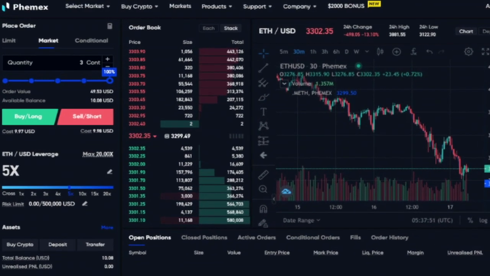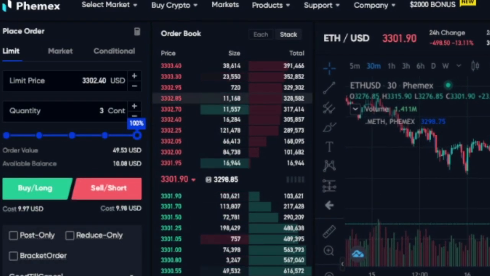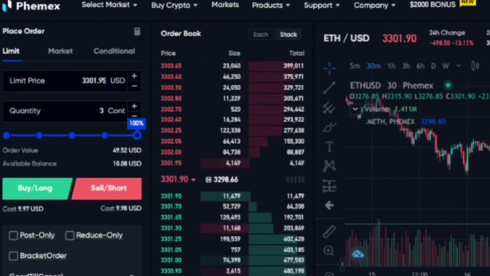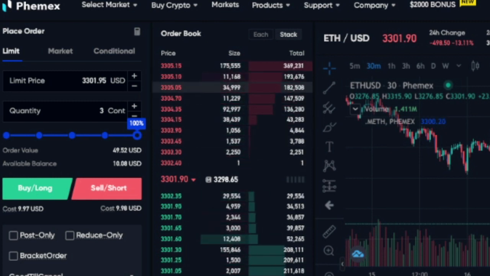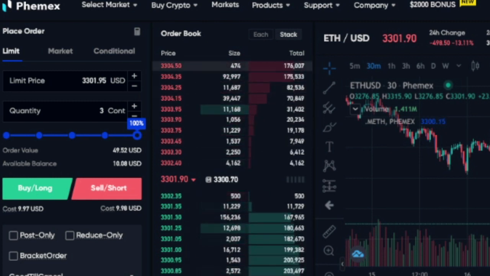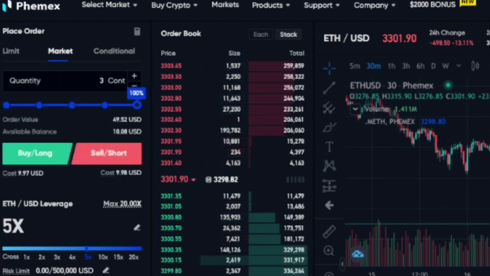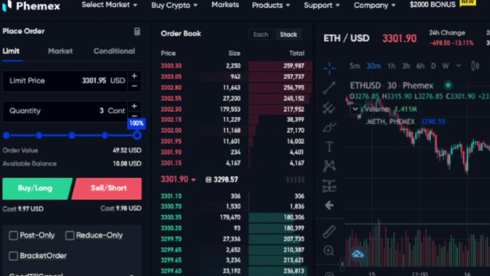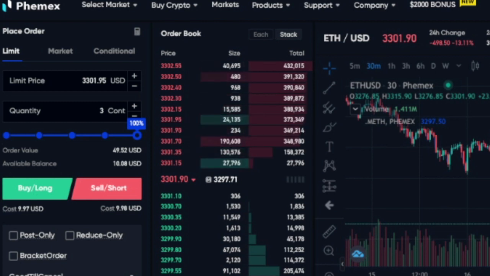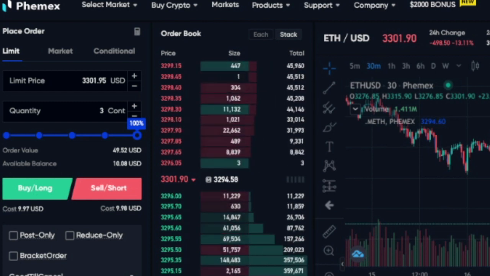I can click on one of these orders right here and it will pop it into the order book for me, and I could try to catch one of these limit orders. And the thing about Phemex is there's a maker taker fee system. So if I'm placing a market order, I will have to pay a taker fee. But if I'm placing a limit order in the market, I'm actually adding liquidity to the market, so I'm able to earn a maker fee, because I would be considered a maker in that situation.